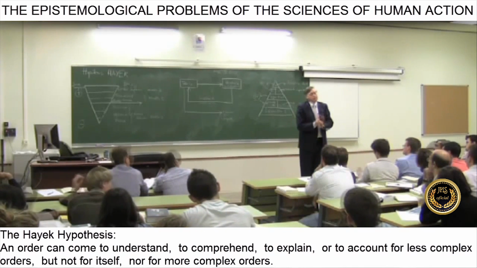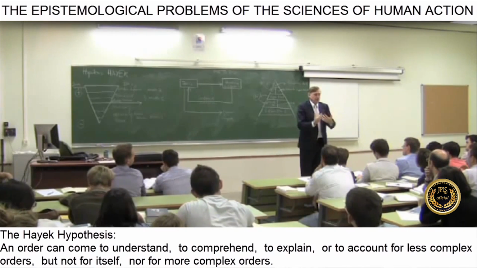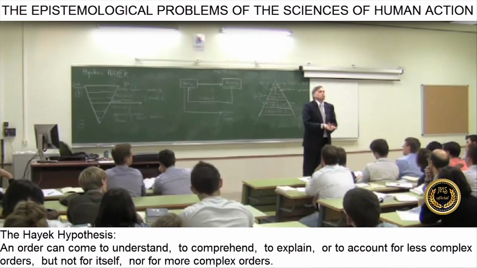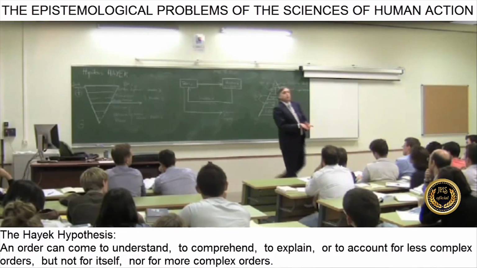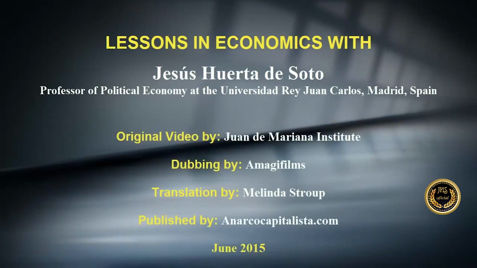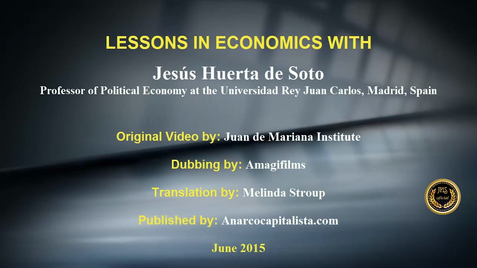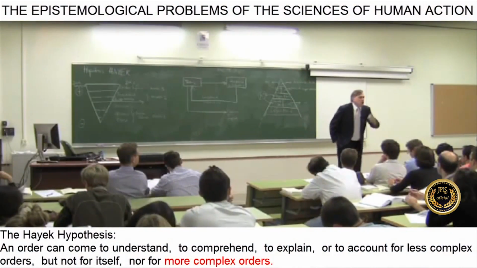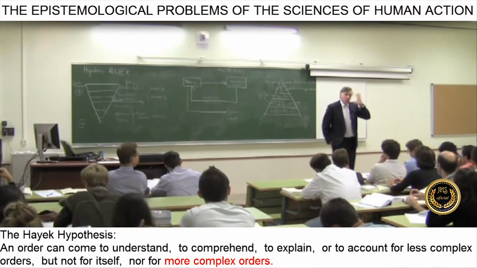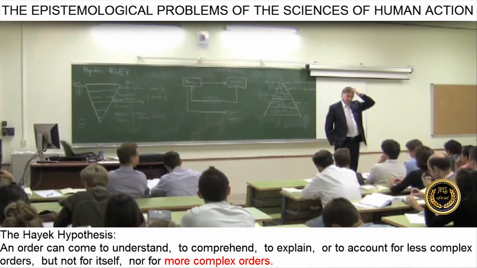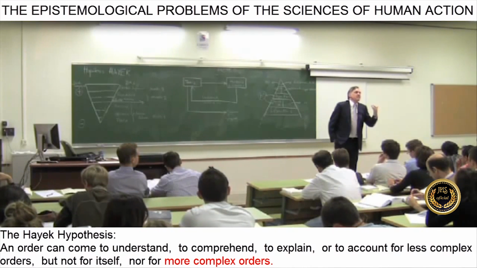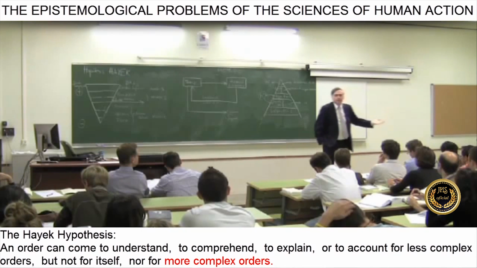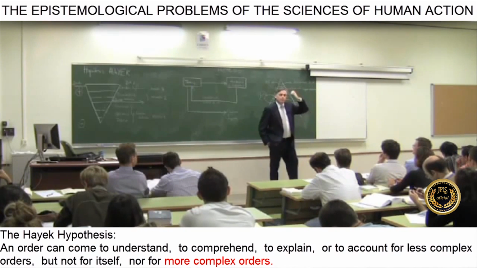For we know an order cannot account for itself, nor for another order of an equal degree, let alone a higher or much higher degree of complexity. The fact that we can't understand or comprehend anything about orders more complex than our own minds leads many people to assume that nothing exists beyond our minds, beyond what we can comprehend.